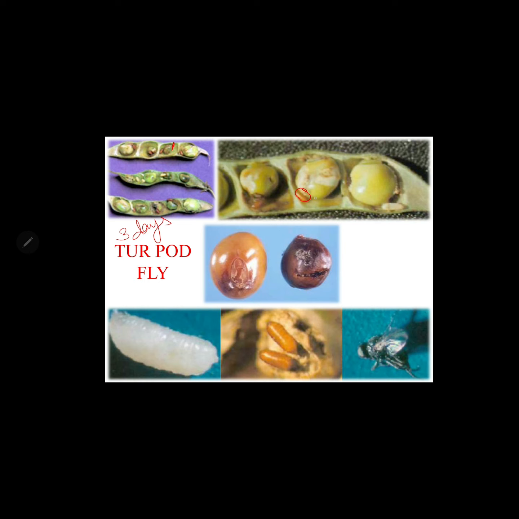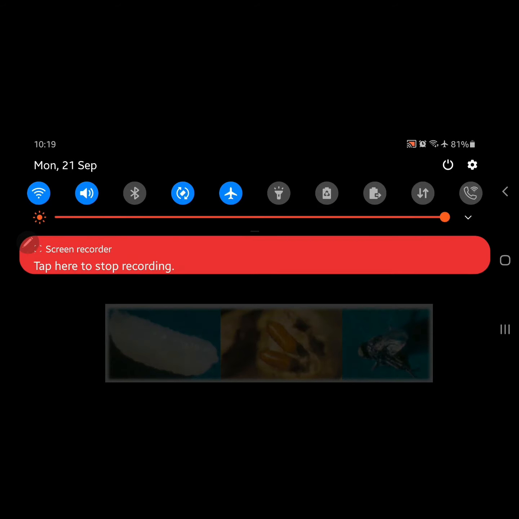Before going to pupation, it makes an exit hole, and that exit hole can be considered as a cavity. The damaged seeds are unfit for consumption, and such damaged seeds are always smaller in size as compared to the healthier seeds.